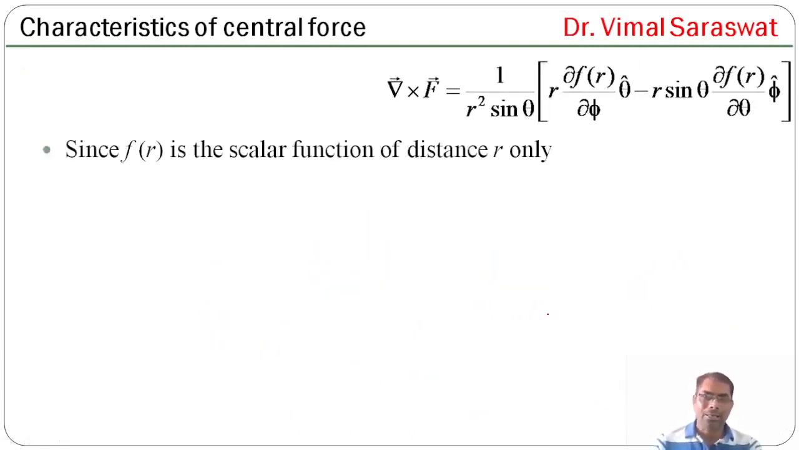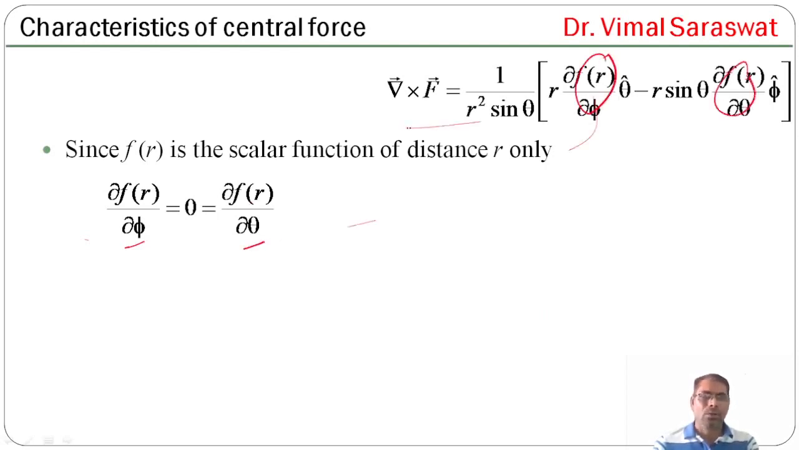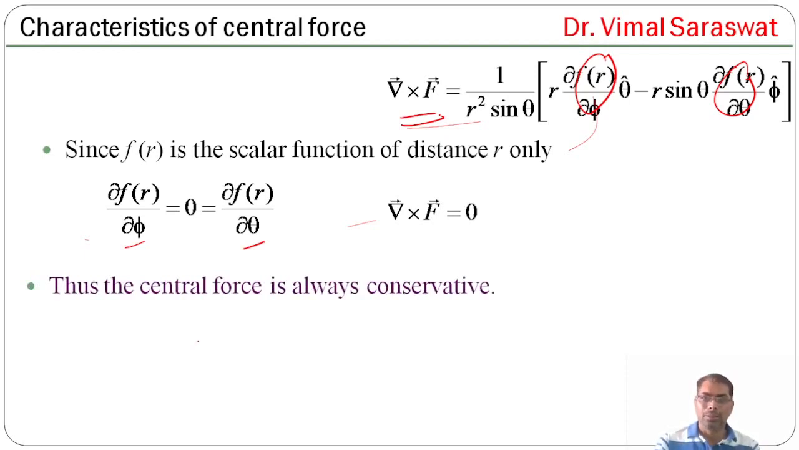Since f of r is a scalar function of distance r only, del f of r upon del phi is 0 and del f of r upon del theta is 0. So this factor is 0, this factor is 0. So del cross F is 0. Thus, the central force is always a conservative force.